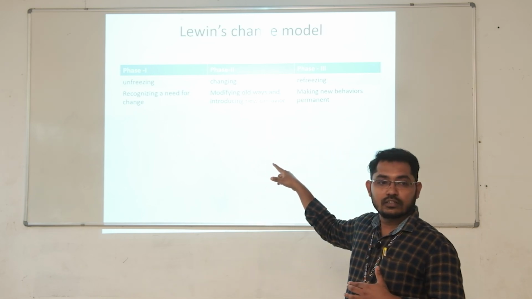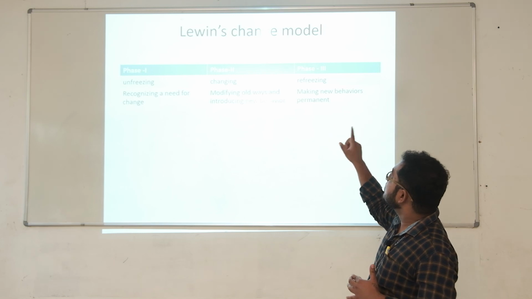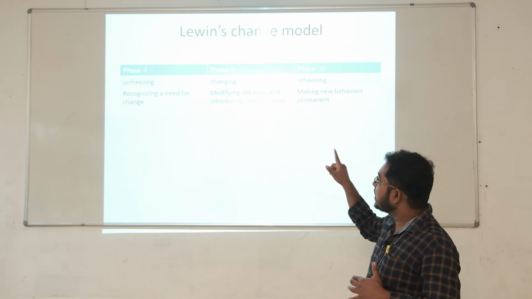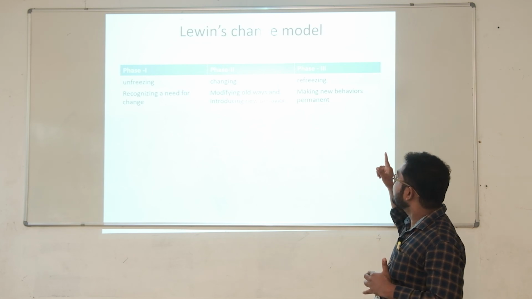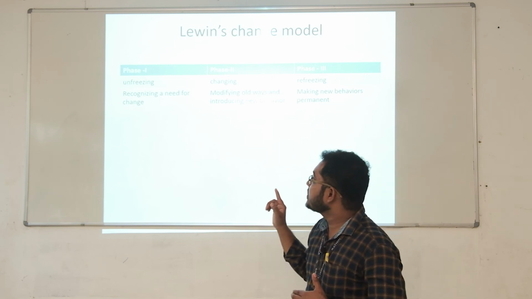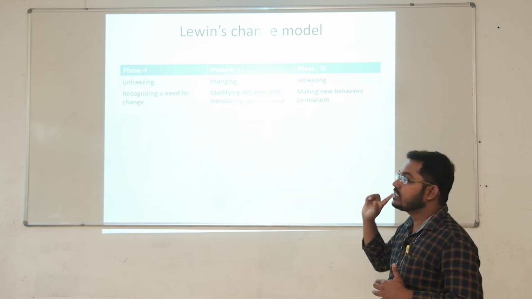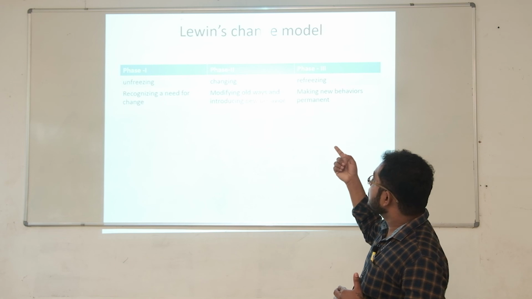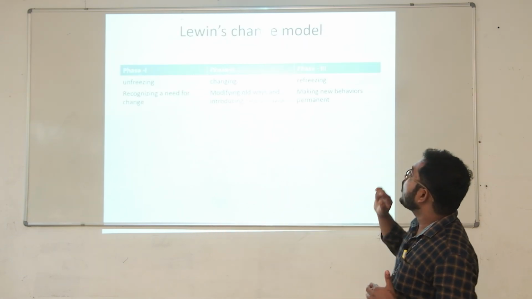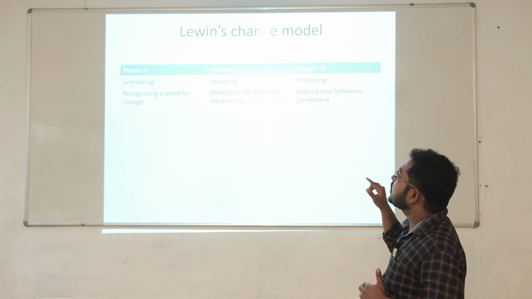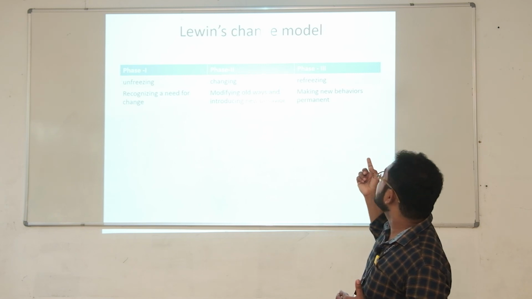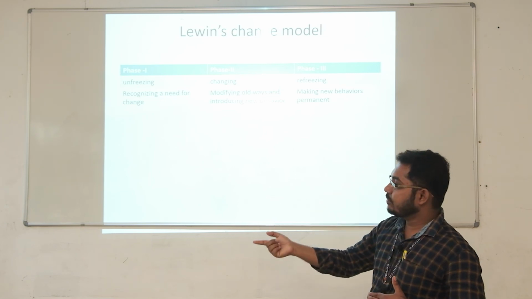Next, Lewin's change model. The first phase is unfreezing, the second phase is changing, and the third phase is refreezing. Unfreezing means recognizing a need for change. Phase two, changing, means modifying old ways and introducing new behavior. And refreezing means making new behaviors permanent. Next slide please.